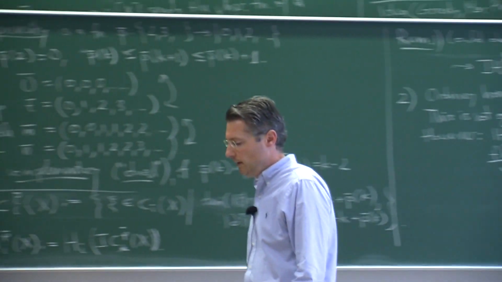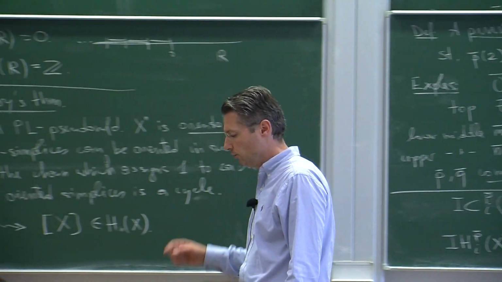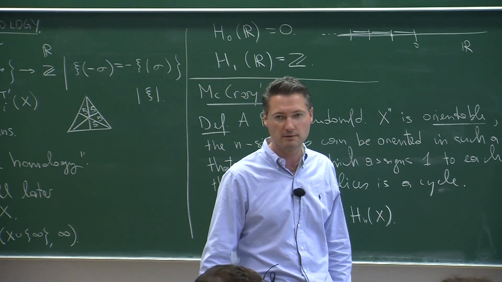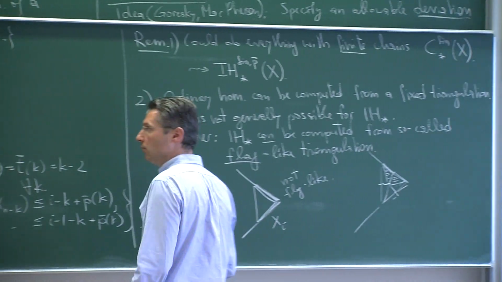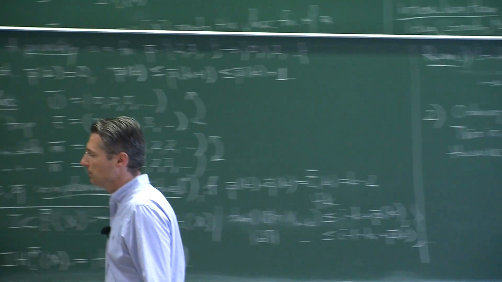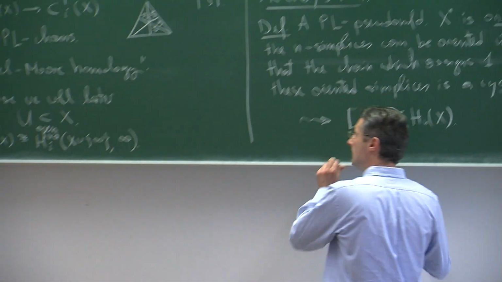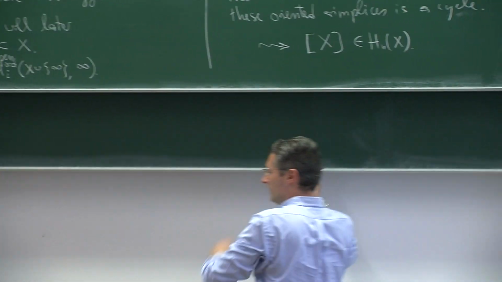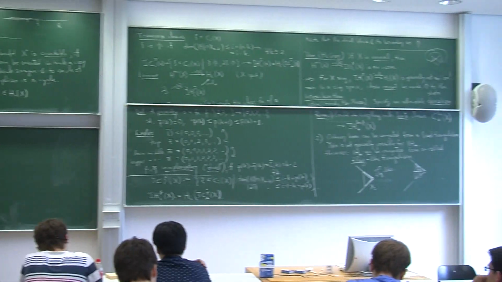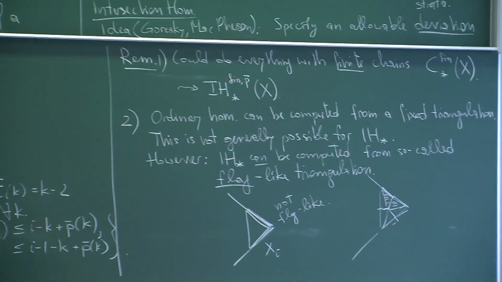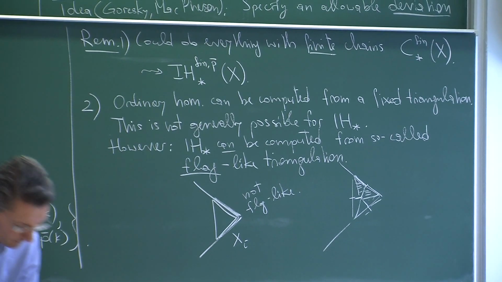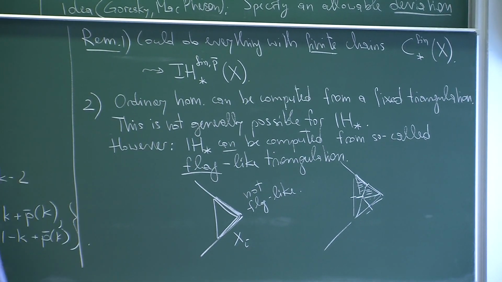So you can always make it flag-like if you want to, and then you can compute from that fixed flag-like triangulation. So these are just some technical remarks on actually how to compute these, but that's of course important in practice if you actually want to compute something. So in that sense, you don't really ultimately have to compute with the co-limit itself, if you like.